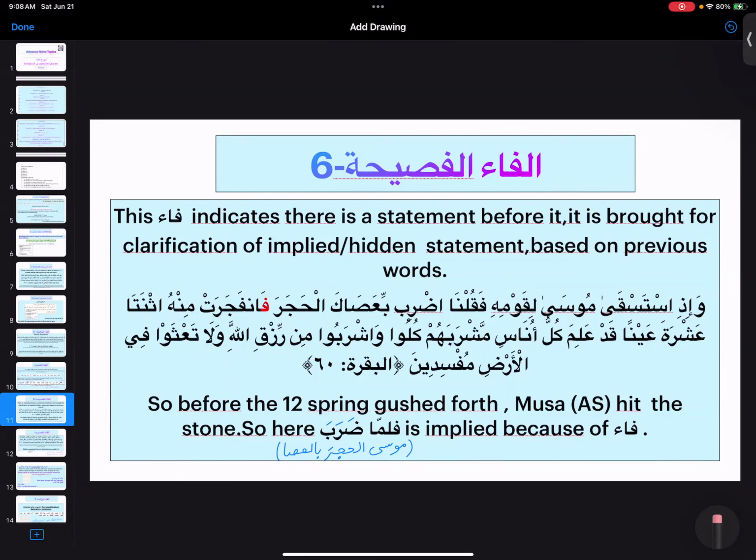Okay, then we have fa fasiha. So again, fa fasiha, we can spot it when we see that some statement is basically implied there. So, وَإِذِ اسْتَسْقَى مُوسَىٰ لِقَوْمِهِ فَقُلْنَا اضْرِبْ بِعَصَاكَ الْحَجَرَ.